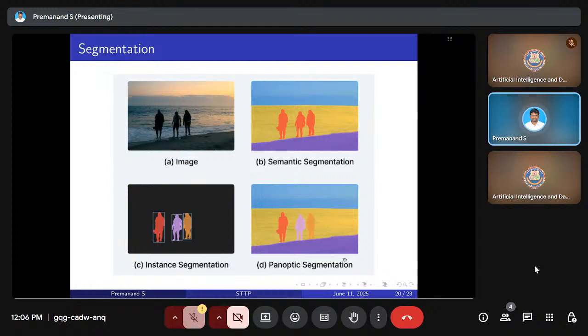But with the help of artificial intelligence, with the help of a segmentation process, we can extract these kinds of information. That is panoptic segmentation. Again, depending upon the problem statement, either we can use semantic, instance or panoptic segmentation.